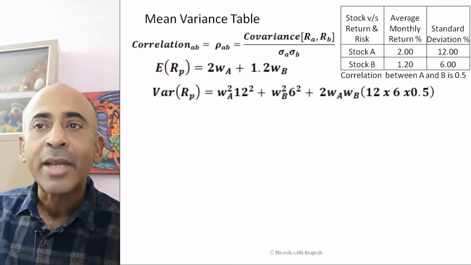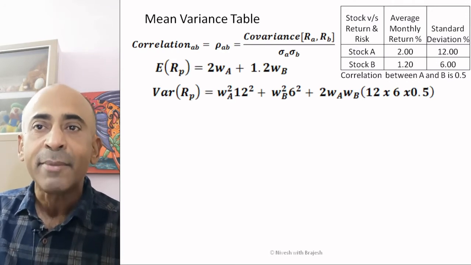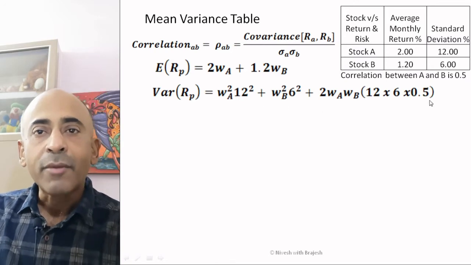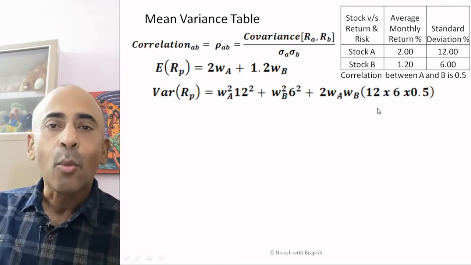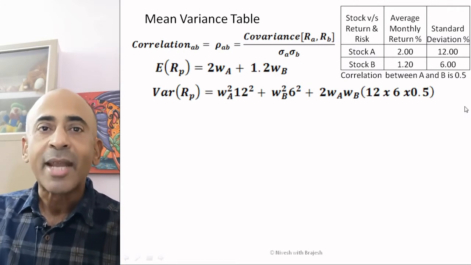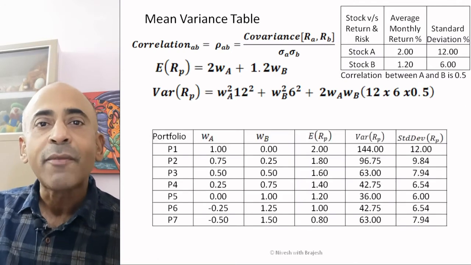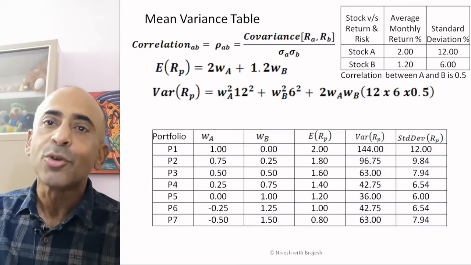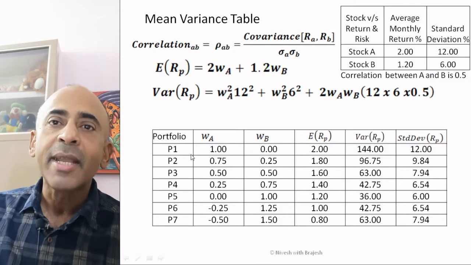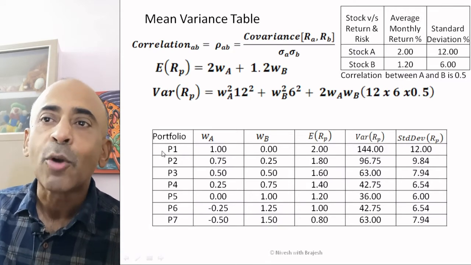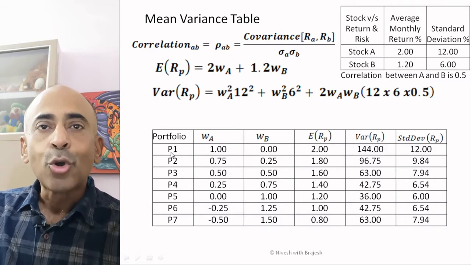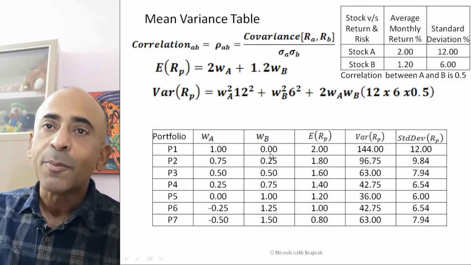So we have fed all the available data like returns from A and B, standard deviations and correlation into the equations. Now we are left with two equations with variables WA and WB. Now let's put our values to a table like this and calculate the values of expected returns and variances for a few combinations of weights A and B. That is, for example, 100% A and 0% B. That is our portfolio number 1. We designate it by P1. So P1 is 100% of A and 0% of B.